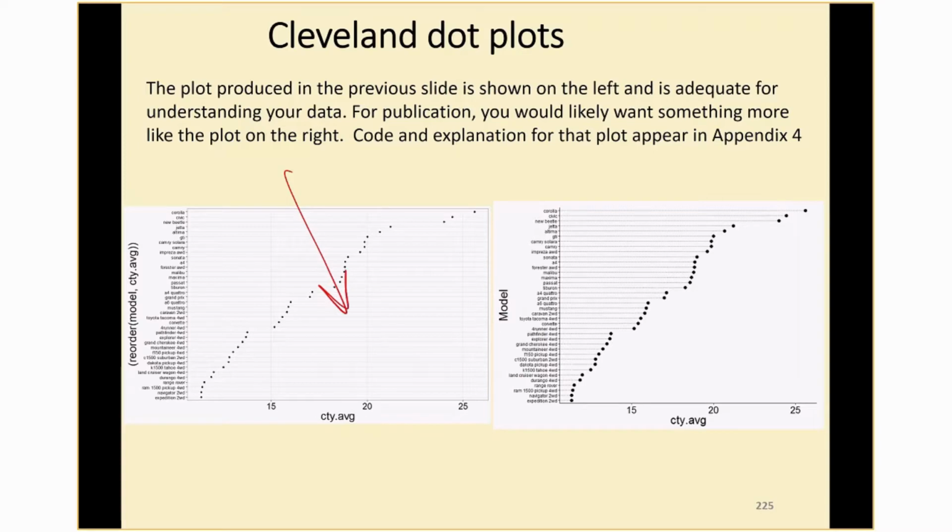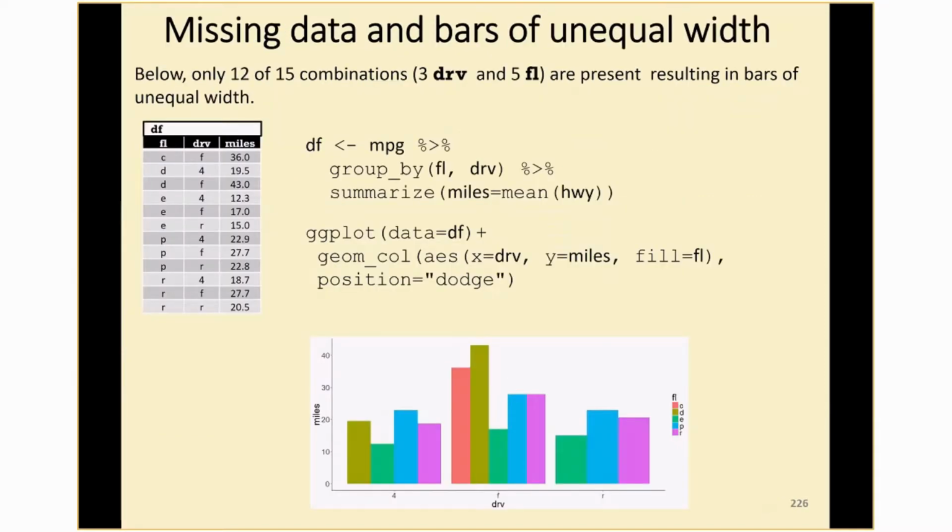If you're only interested in visualizing your data, that would be adequate. If you actually wanted to make a plot for publication, you might want to look at Appendix 4. This is just a little problem that may arise if you're plotting out your data. So what I'm interested in is looking at the different combinations of 5 levels of fuel.